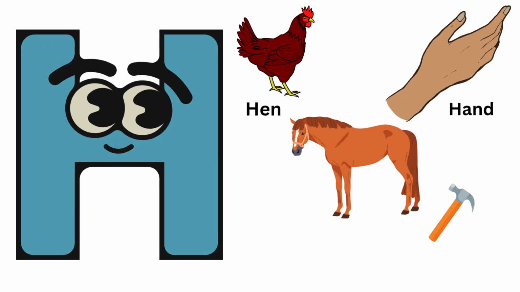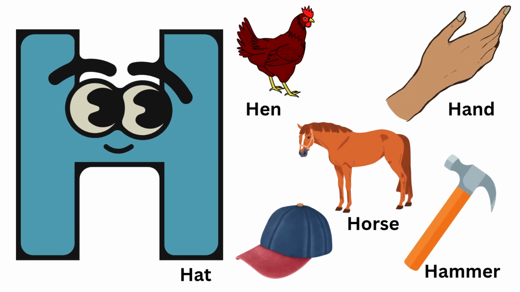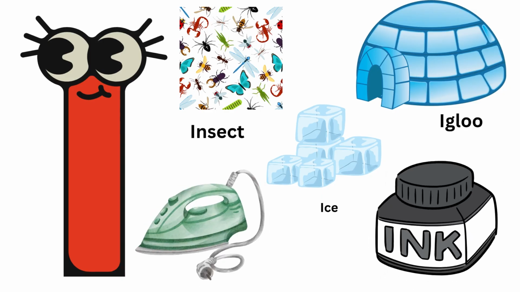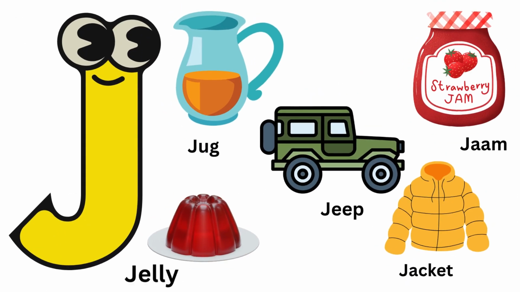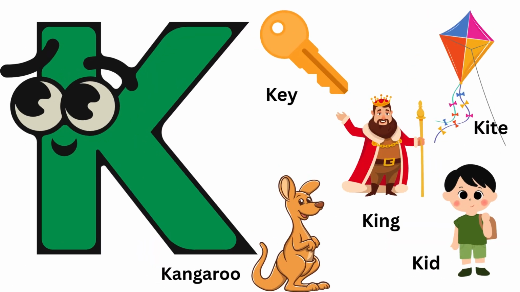H is for hat, hen, horse and hammer. I is for igloo, ice, insect, iron and ink. J is for jam, jug, jeep, jelly and jacket. K is for kite, kangaroo, key, king and kid.